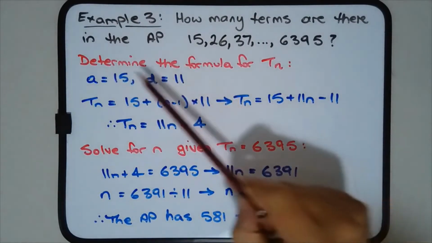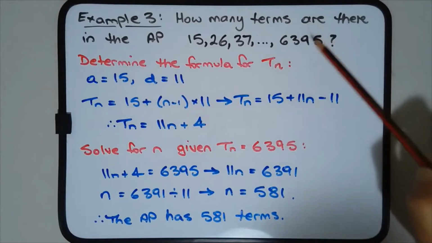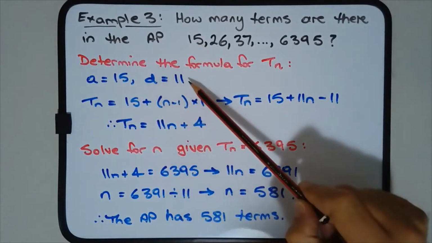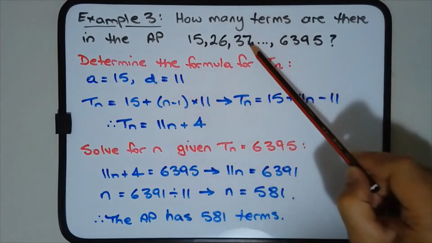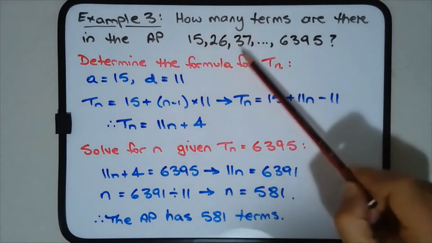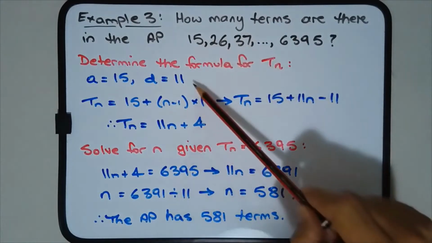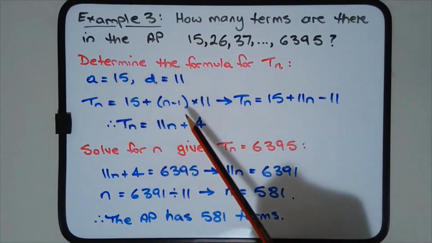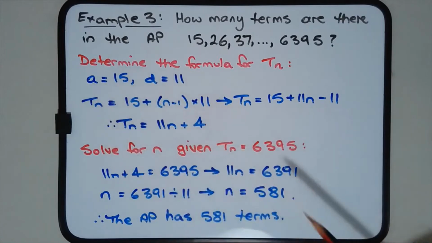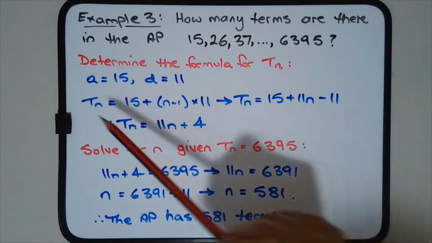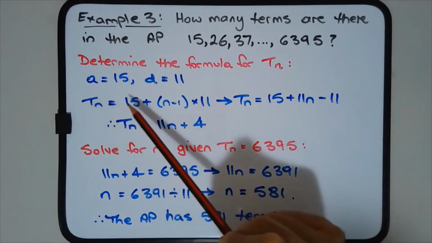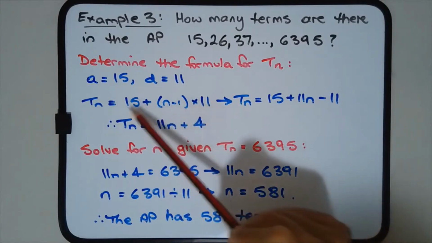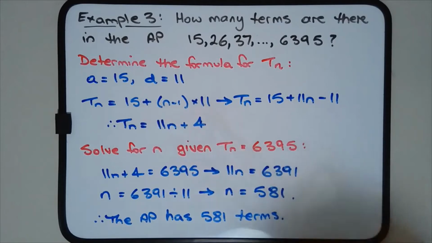So in this case, determining the formula for Tn, or the nth term of this AP, we have a equals 15, our first term, and the common difference is found by taking any term and then subtracting the term before it. So for example, 37 minus 26 gives us 11. Substituting these two values into the general formula for the nth term of an AP, Tn equals 15 plus n minus 1 multiplied by 11. So that's from a plus n minus 1 multiplied by d.